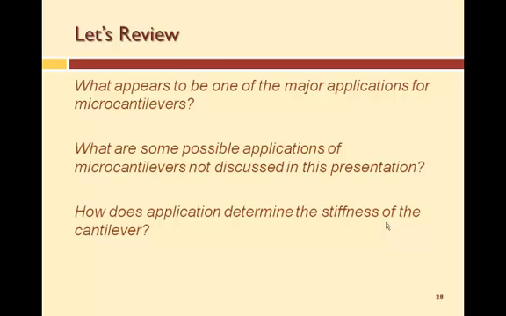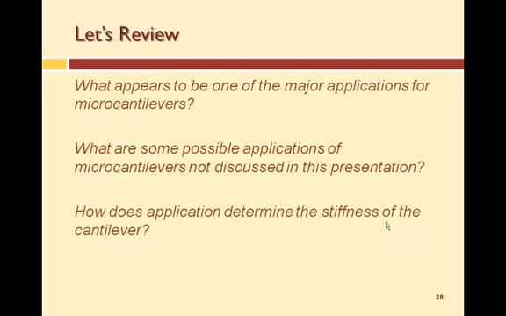You can use it for all sorts of other stuff. So the sky's the limit to your imagination. Once you get the basic cantilever working, you can do different things with it. It's like gears, right? Once you develop a gear, you can do lots of things with it.